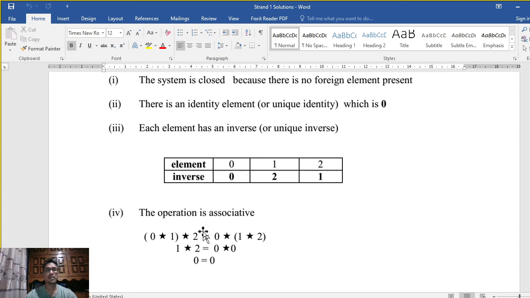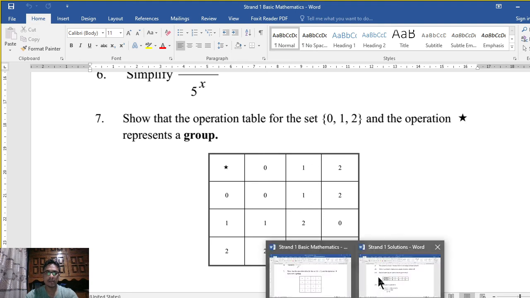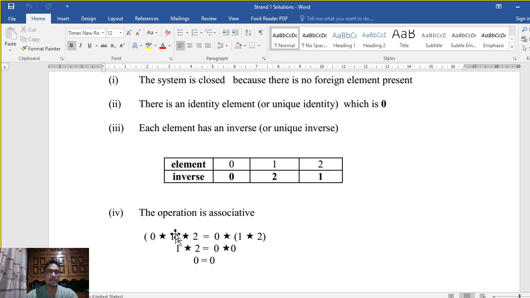Okay. And we have to check whether the operation is associative. You can take any 3 numbers. We can say 0 operated with 1, then operated with 2. And on the other side, 1 operated with 2 first, then 0 operated with the answer. What is 0 operated with 1? It's 1. So 0 operated with 1 is 1.